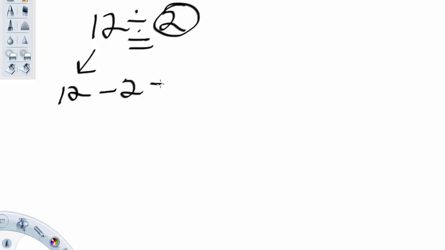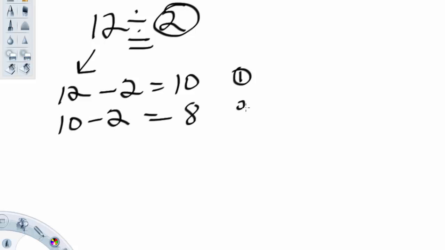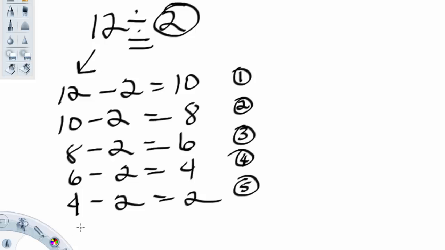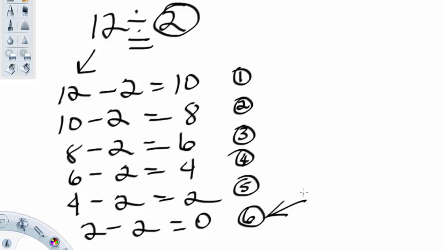So 12 minus 2 is 10. That's one subtraction. 10 minus 2 is 8. That's 2 subtractions. 8 minus 2 is 6. That makes 3. 6 minus 2 is 4. 4 minus 2 is 2. And 2 minus 2 is 0. There. It took 6 subtractions to reach 0, so the answer to 12 divided by 2 is 6.